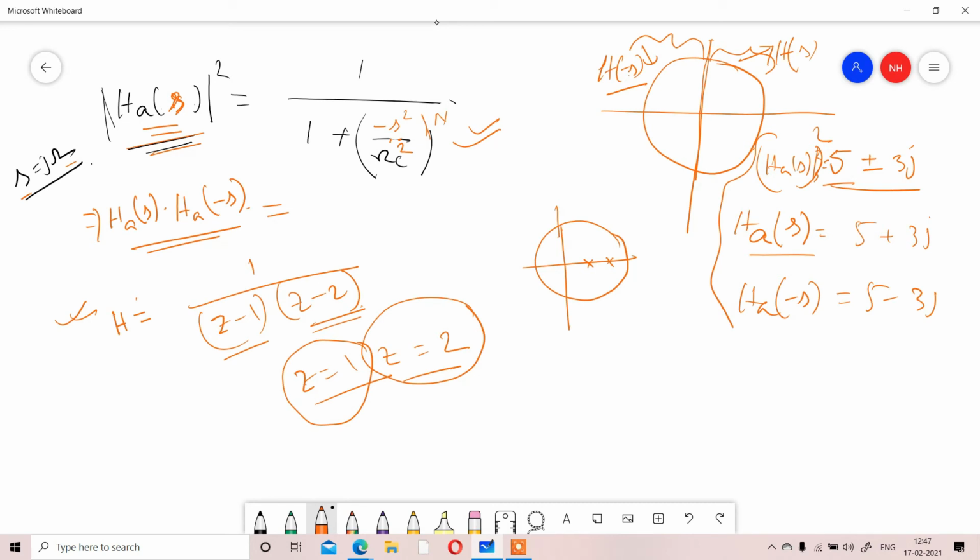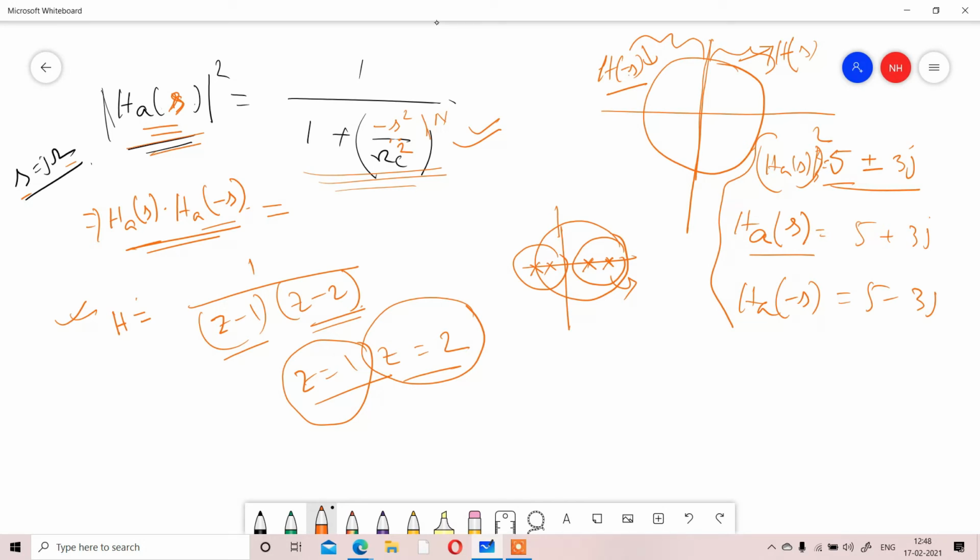Okay, and if we simply calculate H of s and H of minus s, you will get some poles in the positive side and exactly a replica in the negative side. So one side will be defined by H of s, another side will be defined by H of minus s. That is what I am trying to say. So to do that, from here you need to calculate the poles.